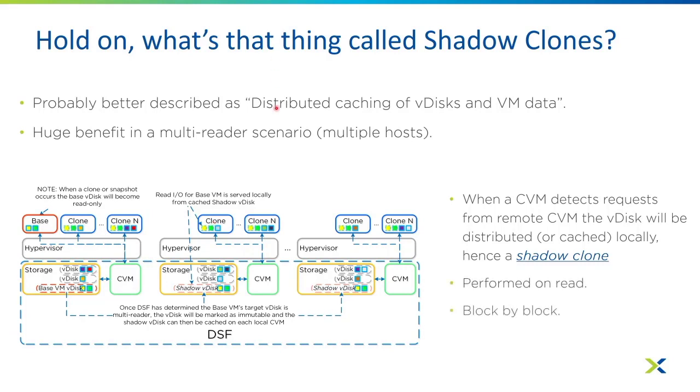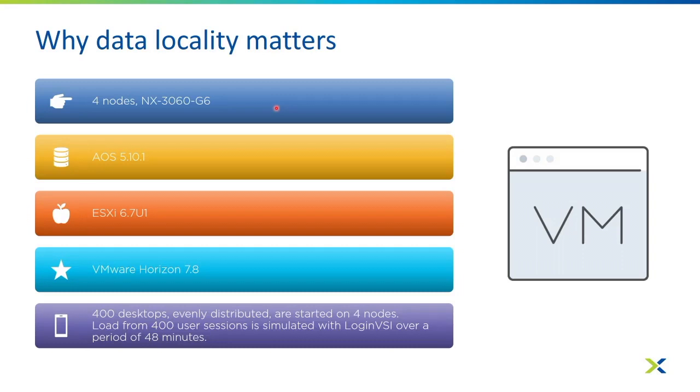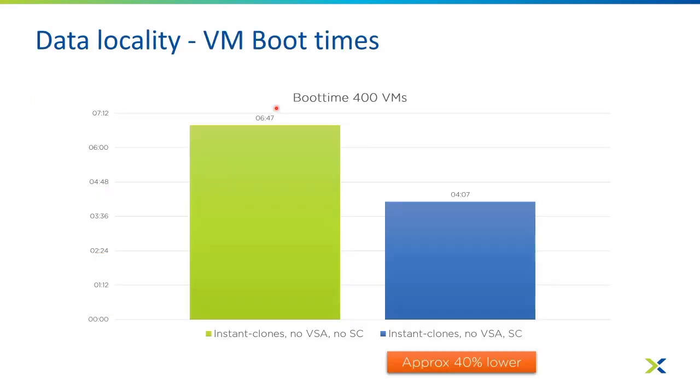Some of the benefits are expressed in terms of a test. In this situation, we had 4 nodes running AOS, whatever version, ESX and VMware Horizon 7.8. So it's not just a feature that helps the Citrix world. It helps the Horizon View world as well.